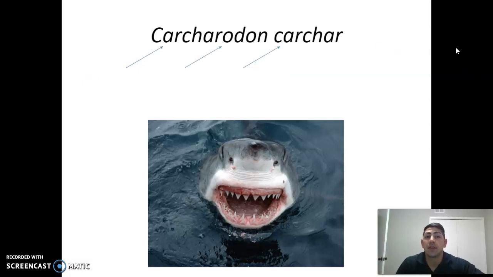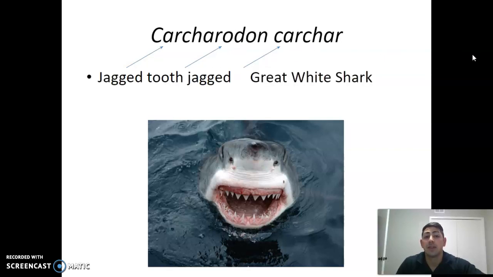Carcharodon carcharias. This means jagged tooth: odon means tooth, and carchar means jagged, and this is the scientific name for great white shark, this guy right here.